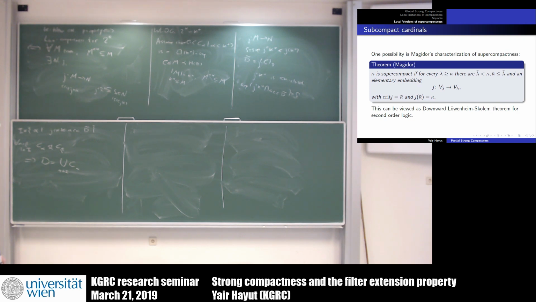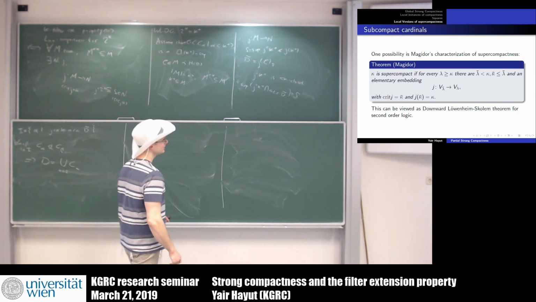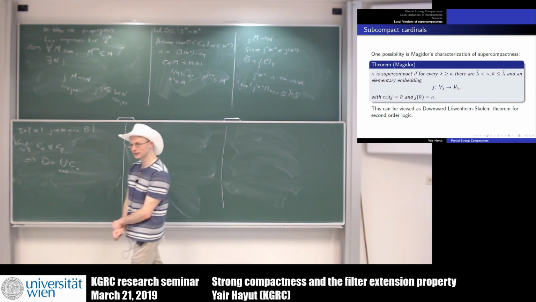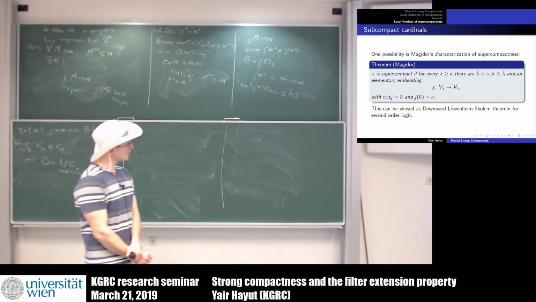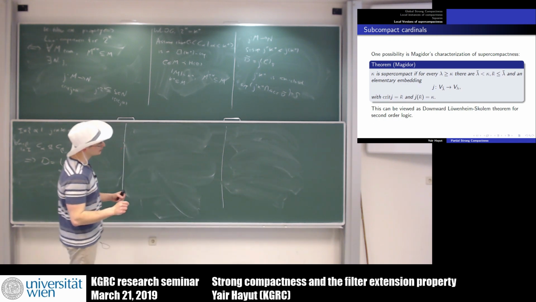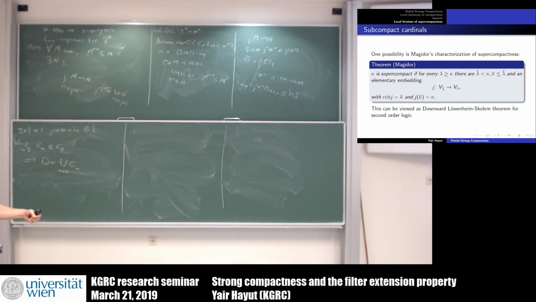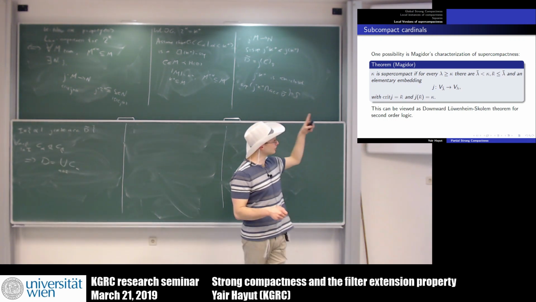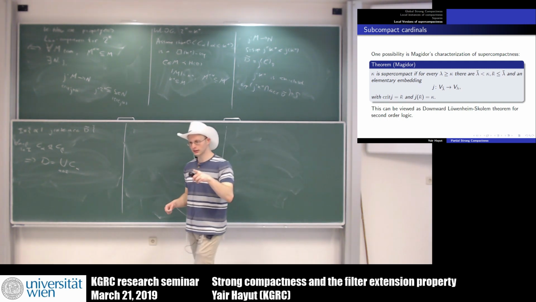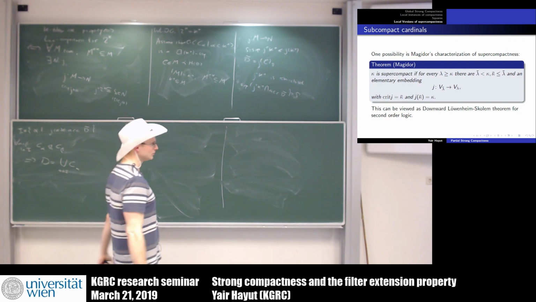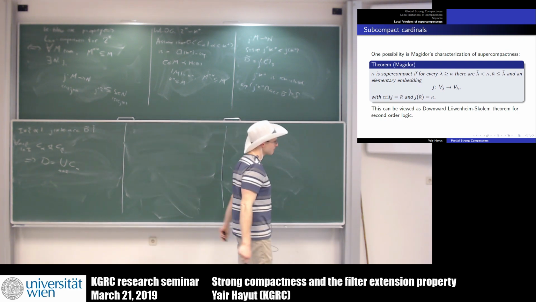So Megiddo showed in his PhD thesis, I think, that the following is equivalent to supercompactness. Yes, we went to supercompactness at last. So kappa is supercompact if and only if the following holds. For every lambda above kappa, we have some lambda bar below kappa, and an elementary embedding from V lambda bar to V lambda, such that the critical point of this elementary embedding goes to kappa. So kappa is not the critical point of the embedding, but rather the image of the critical point of the embedding. This is a bit of a shift of the point of view when you think about the largeness of kappa.